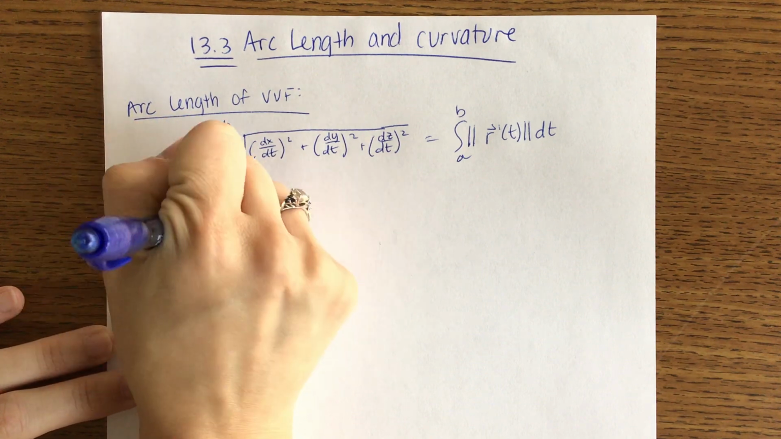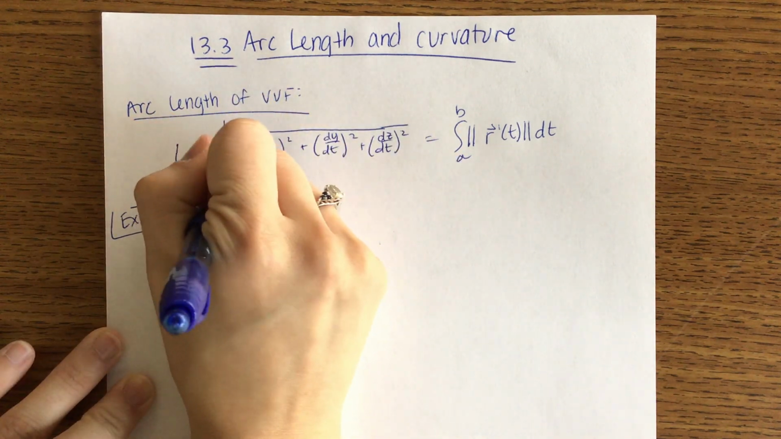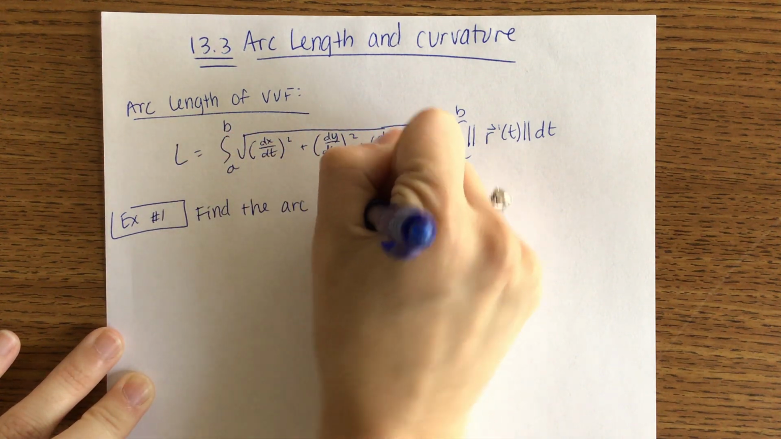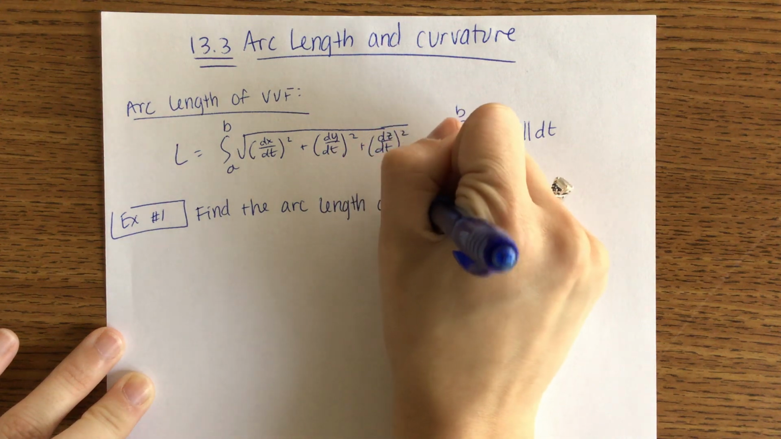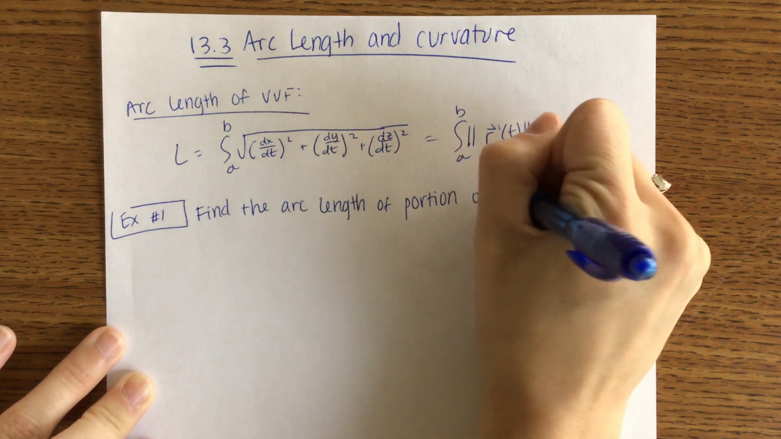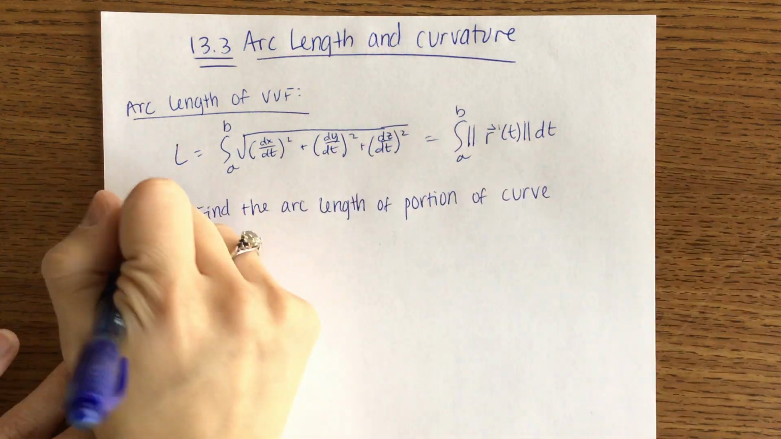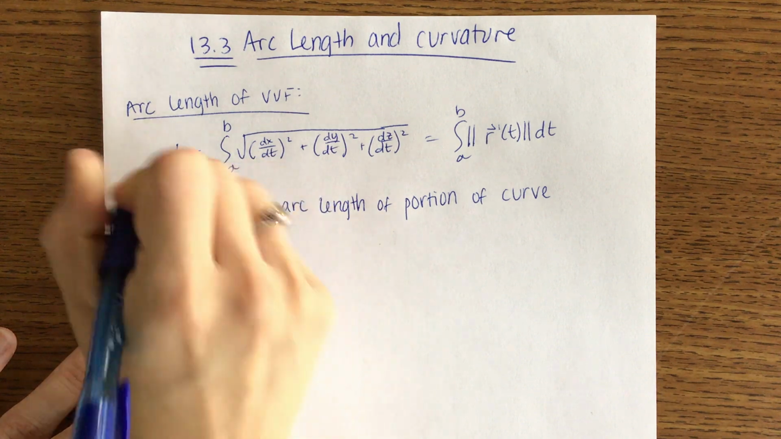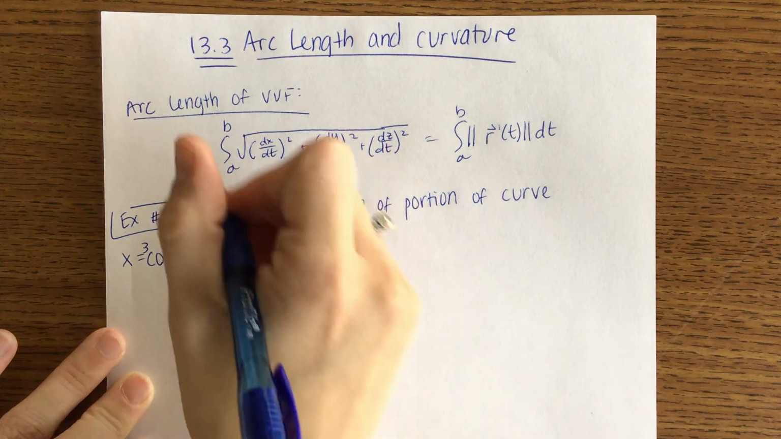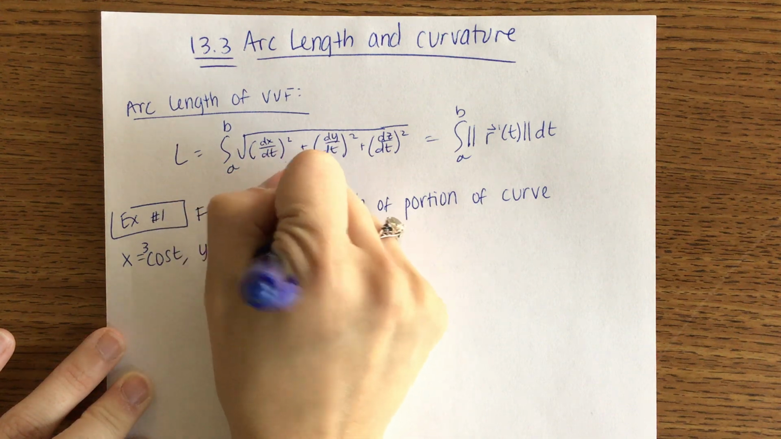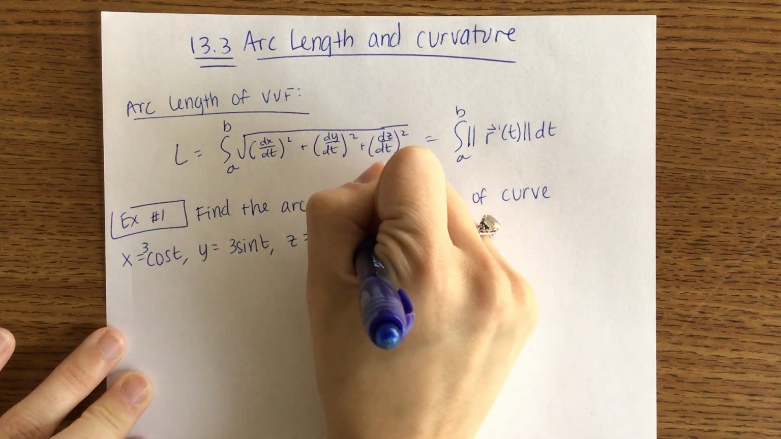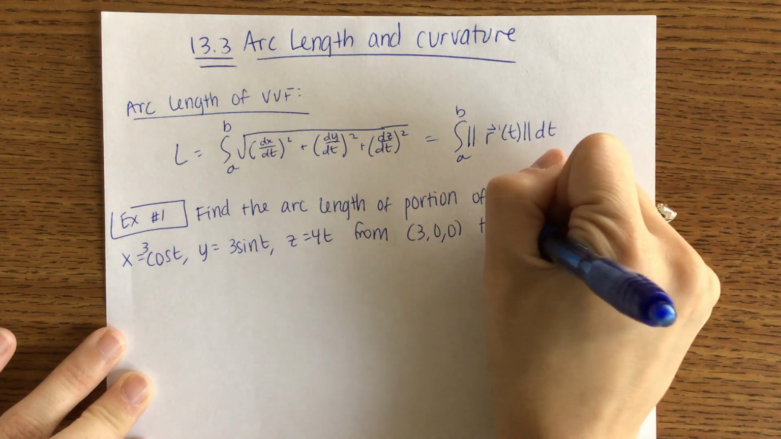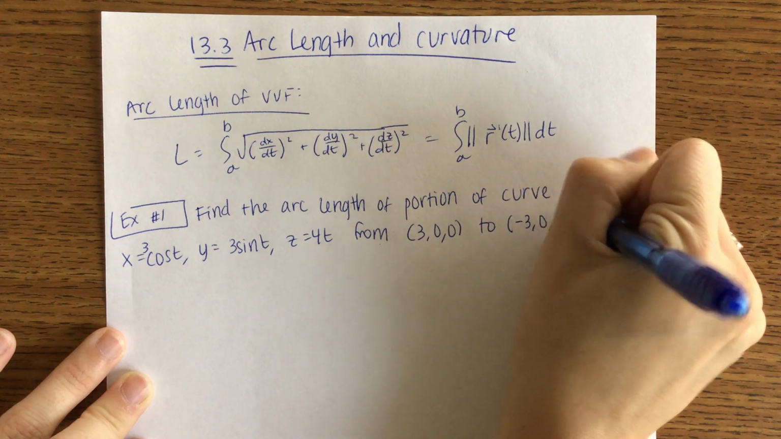Example that we're going to do, we are going to find the arc length of the portion of the curve with parametric equations x equals 3 cosine of t, y equals 3 sine of t, and z equals 4t from the point (3, 0, 0) to (-3, 0, 4 pi).